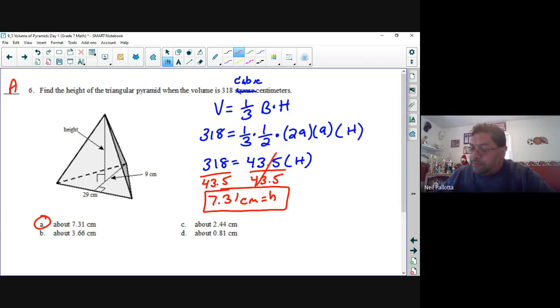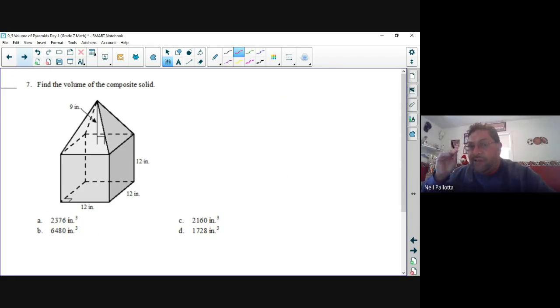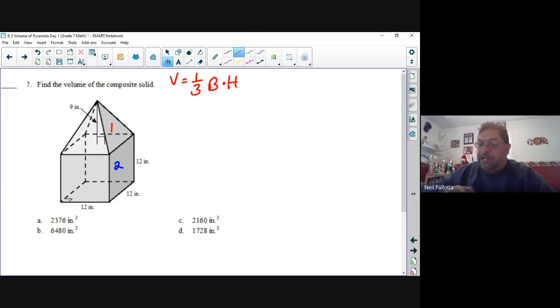All right? Next one, problem 7. Another one of these composite solids. So we're going to split this up into figure 1 and figure 2. Volume 1 is a pyramid. So that's going to be 1/3 base area times the height.